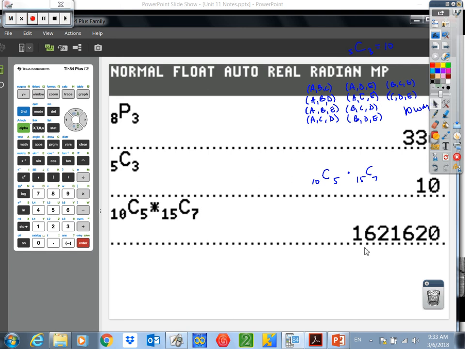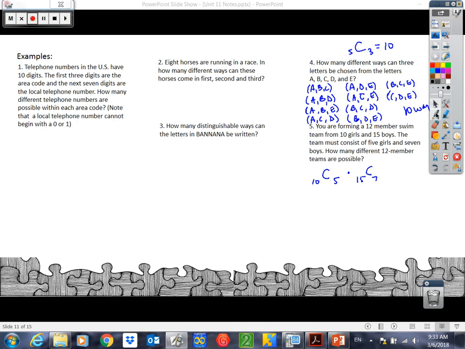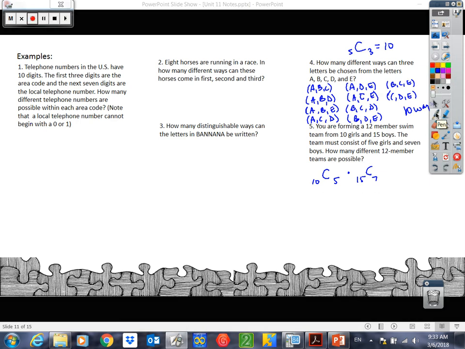And so that gives us, wow, that's the total number of ways that team could be chosen. You're like, what? 1,600,000? It's crazy. But that is the number of ways that a team can be chosen from that number of students. So we have 1,621,620 12-member teams possible.